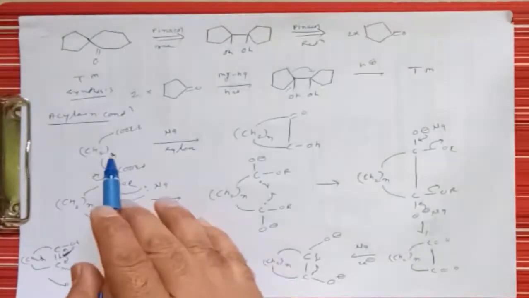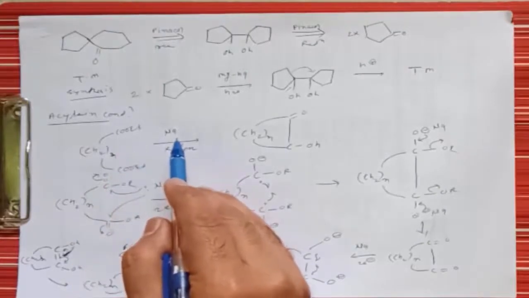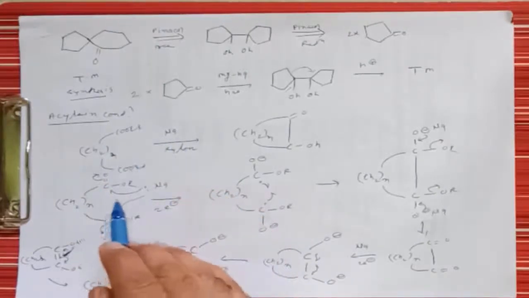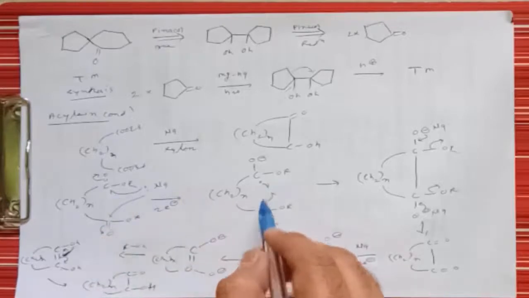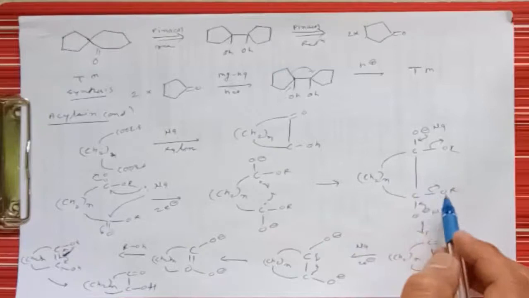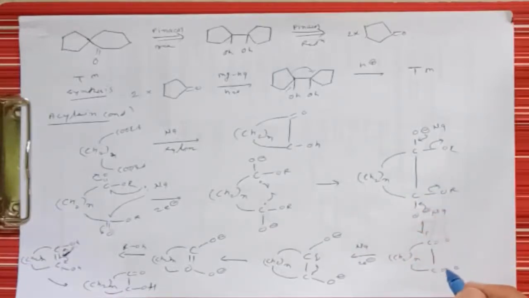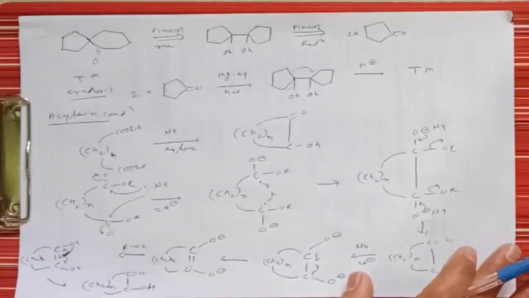So in acyloin condensation, suppose there is a diester molecule. If we treat with sodium, sodium will give 2 electrons to this molecule, and initially it gives formation of such type of radicals. Then the radicals will be combined, and then it gives formation of such type of ester. In the second step, it gives formation of a dicarbonyl compound. Then again it will be reduced with sodium, and it gives formation of a diol, and the diol will be converted into the alpha hydroxycarbonyl compound.